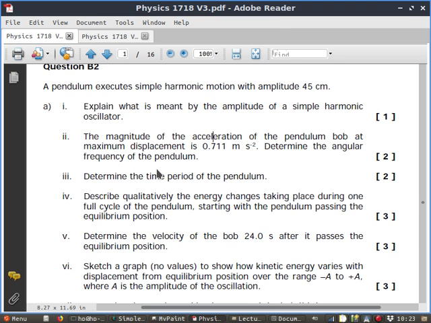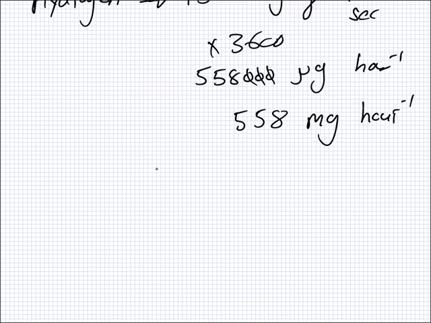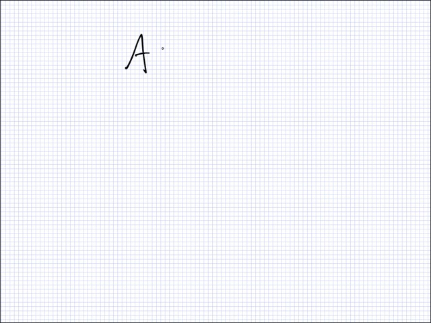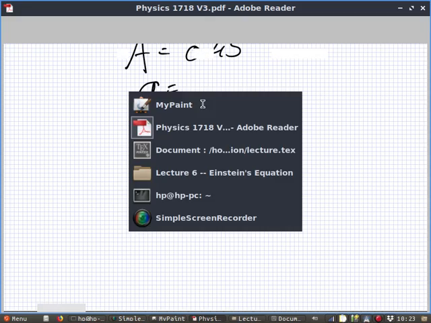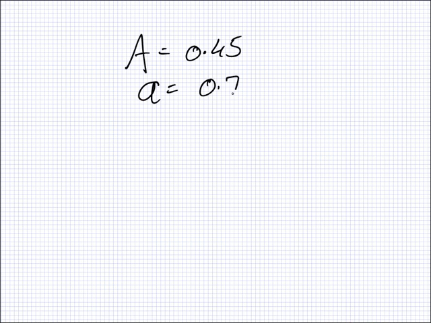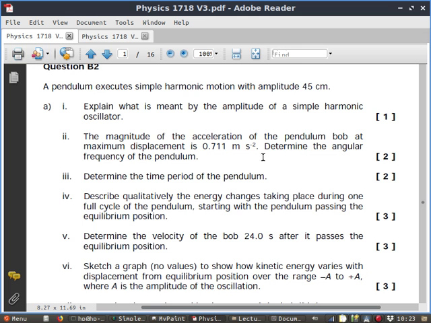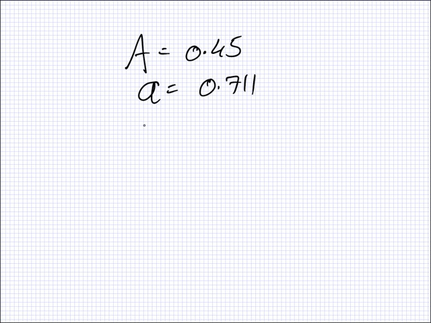Now let's just write down what we have. I know A, it's 0.45. I know small a, it's 0.711. And I want the angular frequency, that's the omega. So what formula could I use here?